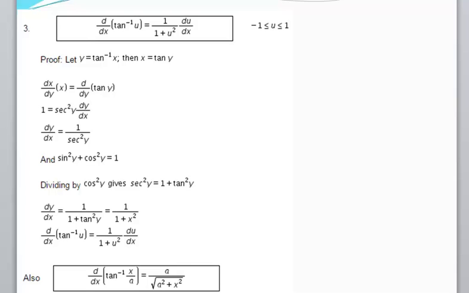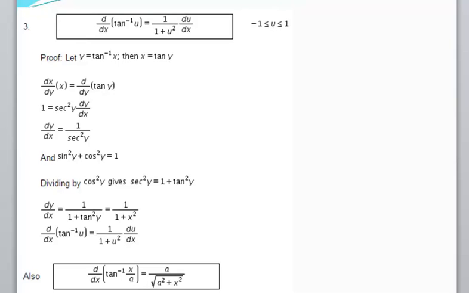We know sine squared y plus cosine squared y equals 1. Dividing by cosine squared y, we get sec squared y is 1 plus tan squared y. So dy on dx is 1 divided by 1 plus tan squared y, which becomes 1 over 1 plus x squared. So the differential of inverse tan of u is equal to 1 over 1 plus u squared, times du on dx. And again with our fraction, the differential of inverse tan of x over a becomes a divided by a squared plus x squared.